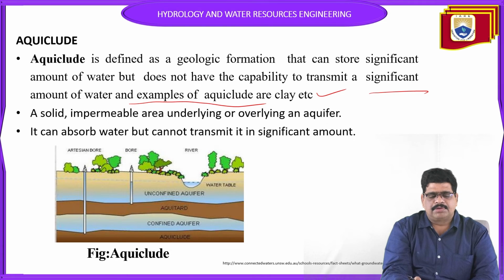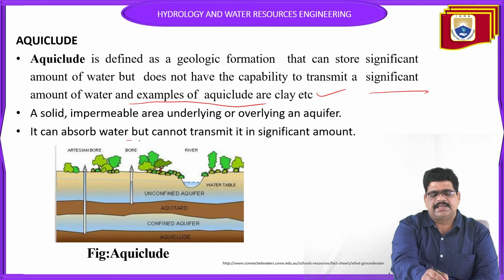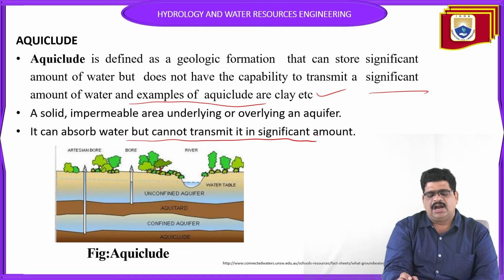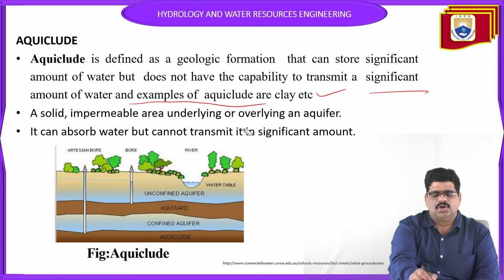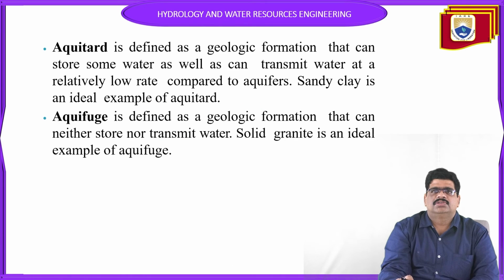It is a solid impermeable area underlying or overlying an aquifer. It can absorb the water but cannot transmit it in a significant amount. That is very important: it can absorb but cannot transmit a significant amount. That is called aquaclude.